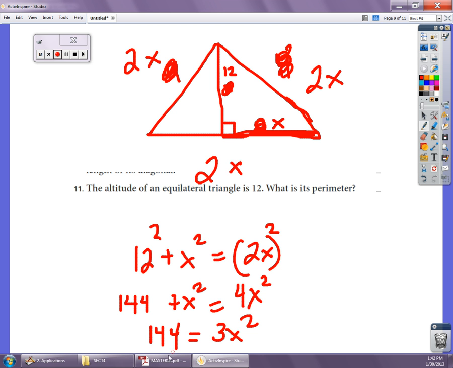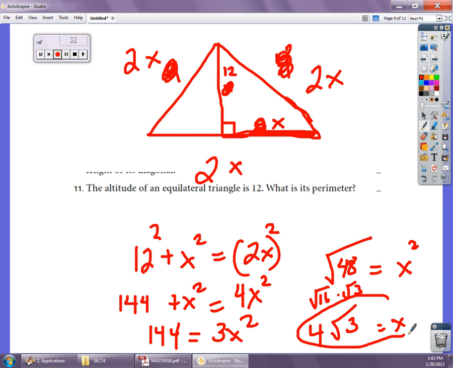So I divide both sides by 3. So x squared equals 48. So now I'm going to square root both sides. And if you square root both sides, you end up getting, so root 48 could be root 16 times root 3. So you get that x is, root 16 is 4 root 3.